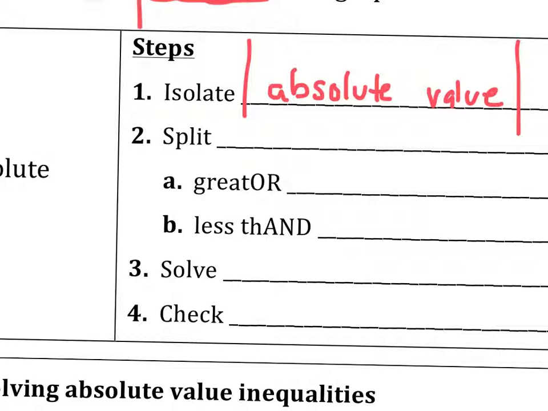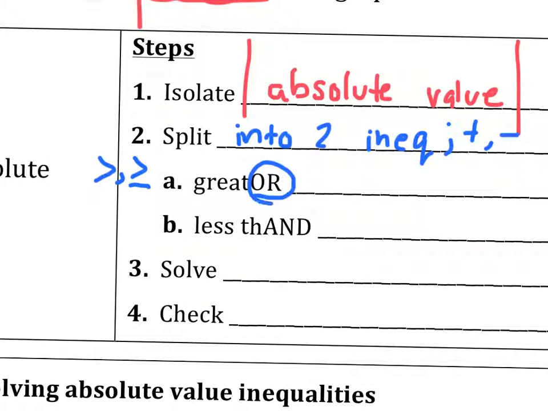Now, we can do the heartbreaking damage of splitting. And it will split into two inequalities. And just like we did yesterday, one of them will be positive and one of them will be negative. However, we do have to pay attention to what the specific symbols mean. If you have a greater than or equal to symbol, you're going to use the word or. If you have a less than or equal to symbol, you're going to use the word and. It might be a little bit hard to understand why right now, but we'll see it especially on a graph, of how the or and the and are radically different.